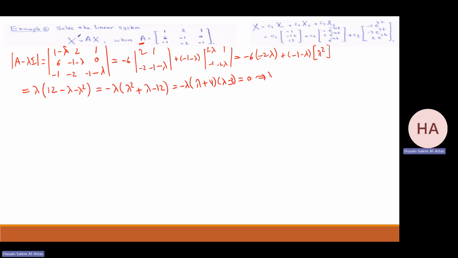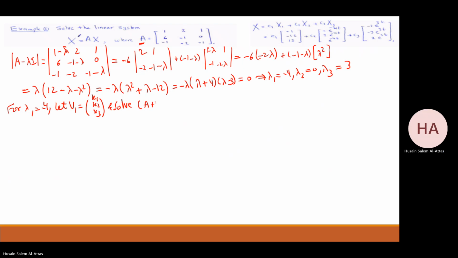So I have lambda 1 equal to -4, lambda 2 equal to 0, lambda 3 equal to 3. Okay, you do it in differential equations. Now for lambda 1 equal to -4, let P1 be K1, K2, K3, and solve the system.